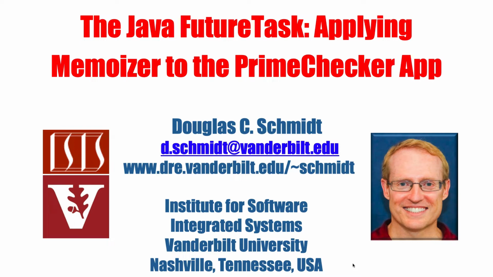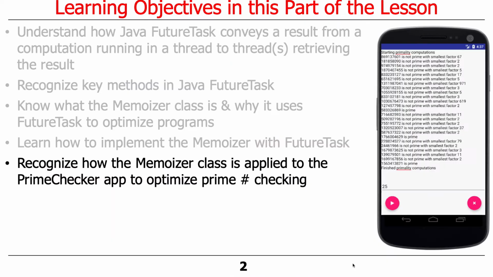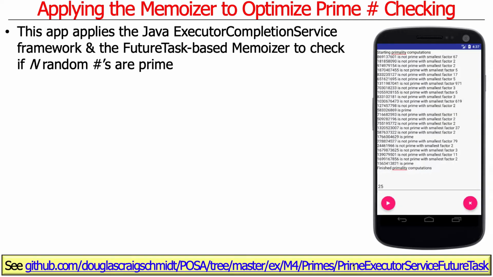So if you recall, last time we had talked about how to implement the Memoizer with a FutureTask, and we talked about how cool that was, even though it's probably more complicated than you would want to do if you can program with newer versions of Java. So what we're going to do now is take that updated Memoizer class and apply it to the PrimeChecker app to see whether numbers are prime.